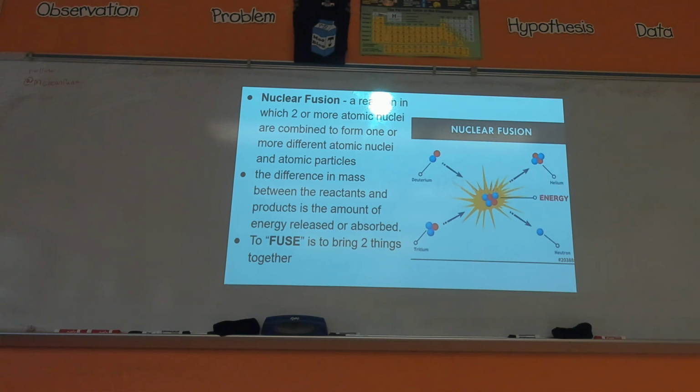Okay? But to get them to that point, you have to invest a lot of energy to get out even more energy. That's why it's so cool. It's like when you're like, geez, I wish I could invest in some startup company that can make a lot of money, but I don't have money to invest right now. It's a similar idea where you've got to be able to invest a lot of energy initially to get out even more. The difference in mass between the reactants and products is the amount of energy released or absorbed.